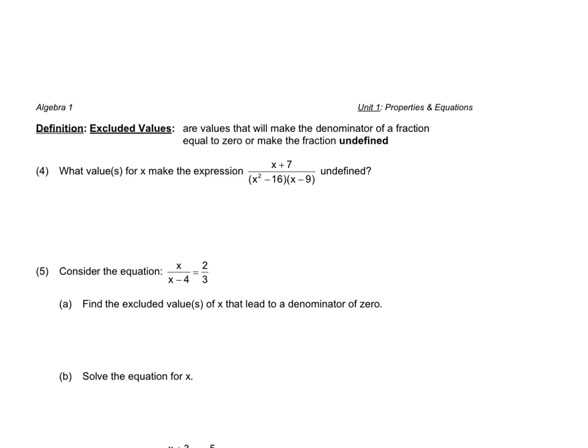So let's start with typing the equation in for y equals. All right, so just like we did yesterday, that shortcut method, hit the y equals key and type in the expression. Alpha y equals n over d. x plus 7, x squared minus 16 in parentheses, open parentheses, x minus 9.